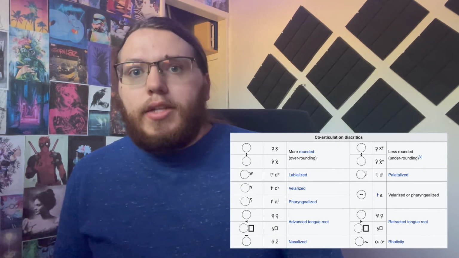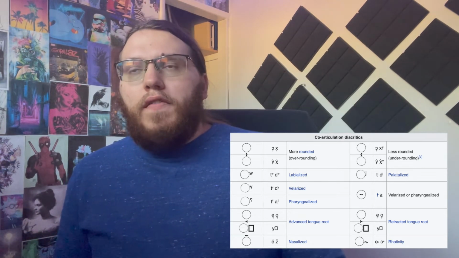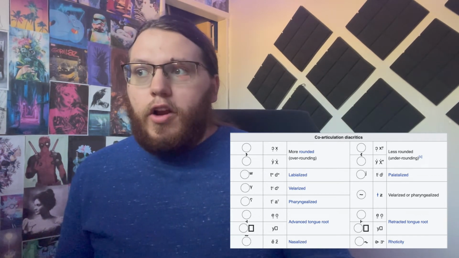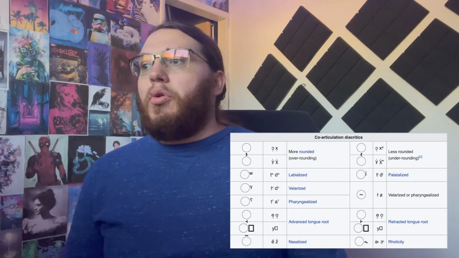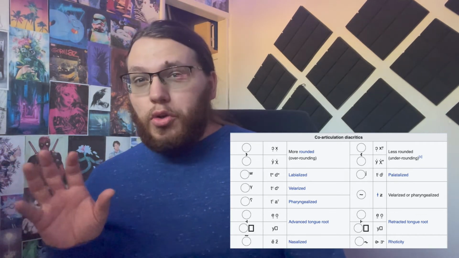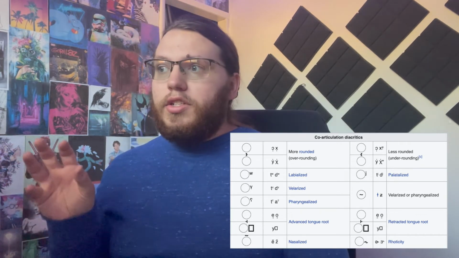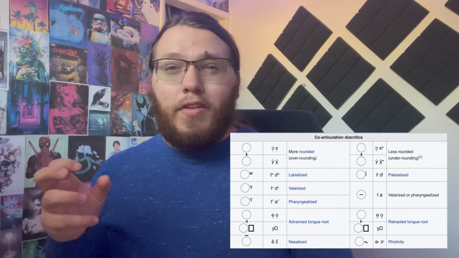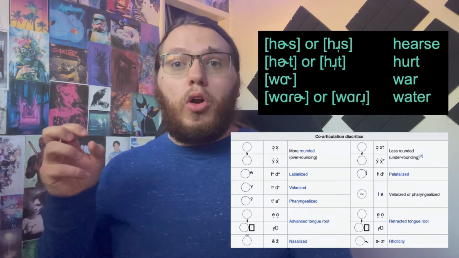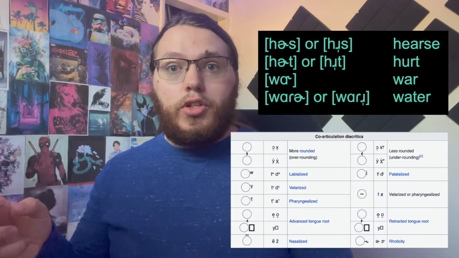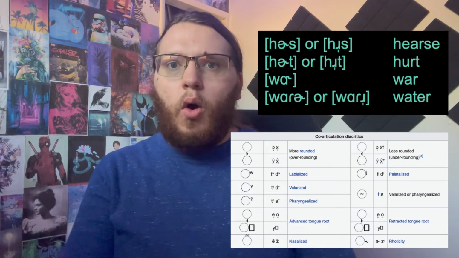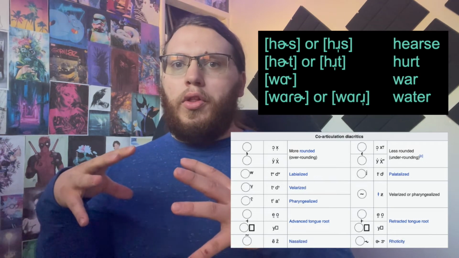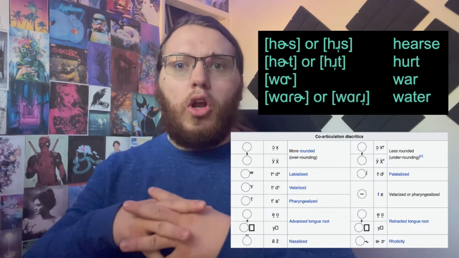Nasalization, we talked about it last time. Your velum is open in an environment where it's usually not. And then rhoticity, this is also called R coloring. Sometimes vowels are produced with a sound kind of R-ish. For example, hearse, hearse. I'm not actually pronouncing a vowel and then the R. The vowel and the R are merging together.